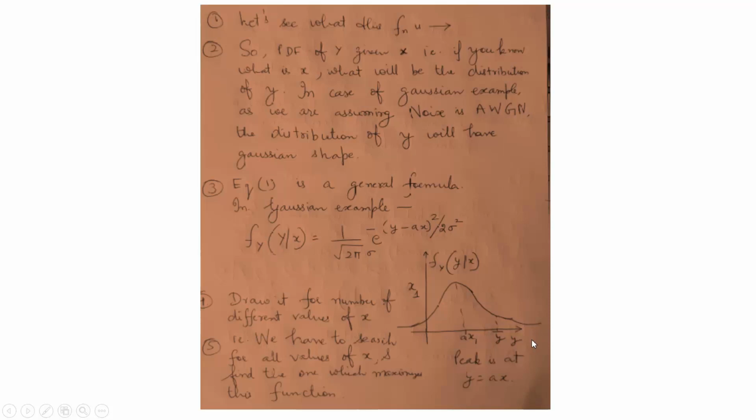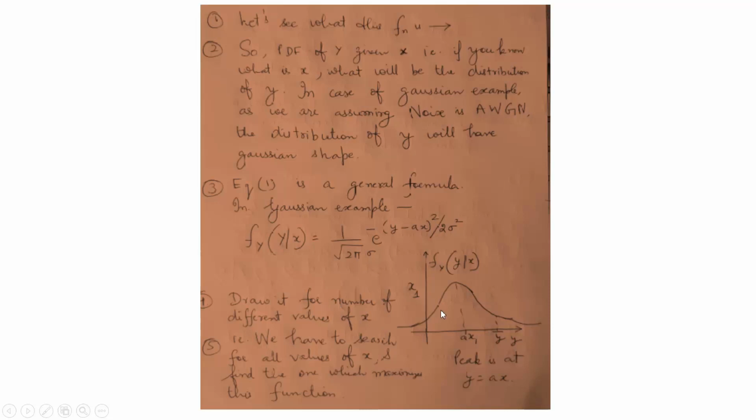So what we will do is we will draw this function. Along the x-axis will be y. Along the y-axis will be this function f subscript y given x, and we will draw this function for a particular value of x1. And the mean of this Gaussian you will get at ax1, when y is equal to ax1. That will be our mean point. So this is the function drawn for a particular value of x1. Draw it for a number of different values.